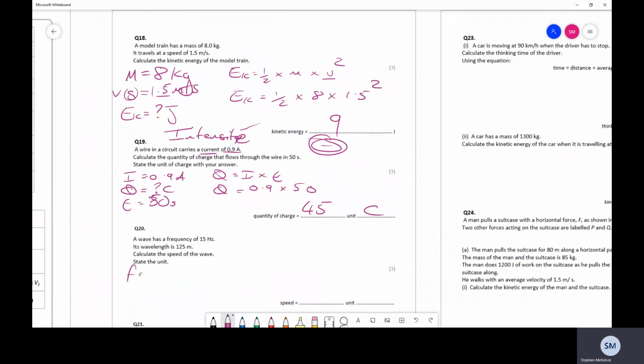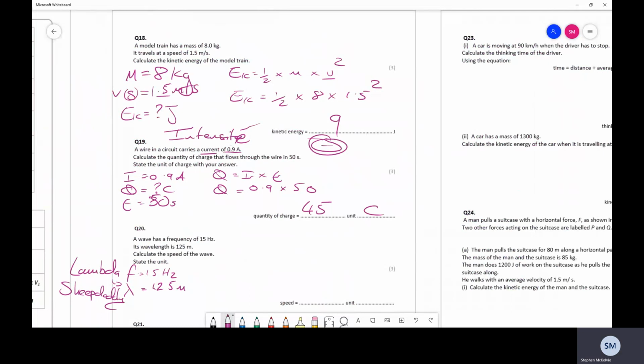A wave has a frequency of 15 hertz. Its wavelength, lambda, is 125 meters. Lambda is this letter. It stands for wavelength. It can also be called sheep daddy. My year 9s came up with that, and it's hilarious.